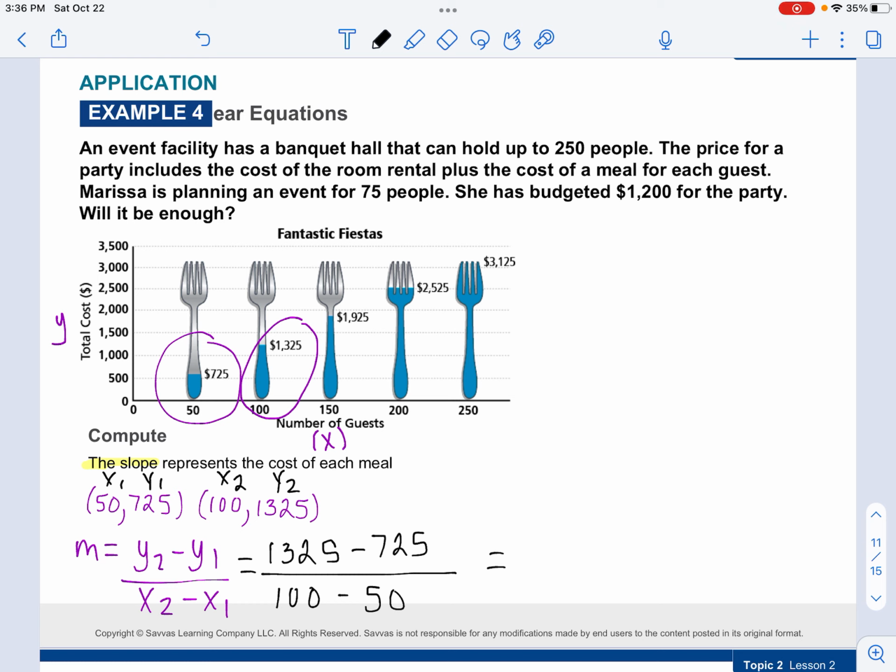So in our numerator, 1325 minus 725 is going to give us 600, all over 50. 600 divided by 50 is going to give us 12 bucks for every one guest. That's what the slope represents.